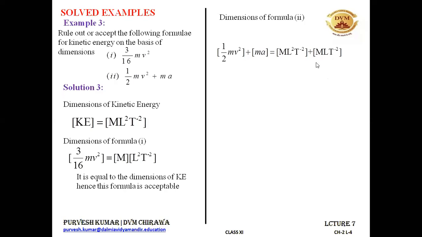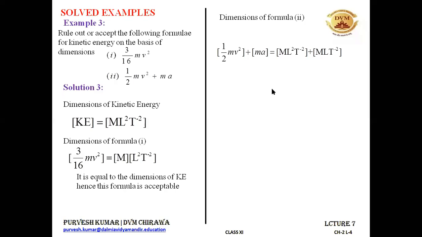So here is the catch: this term, that is ma, does not have the same dimensions as that of the kinetic energy. The first term is okay, that is having ML²T⁻². These are the dimensions of kinetic energy. But the second term is not having the dimensions of the kinetic energy, because one L is less. It is only having dimensions as MLT⁻².